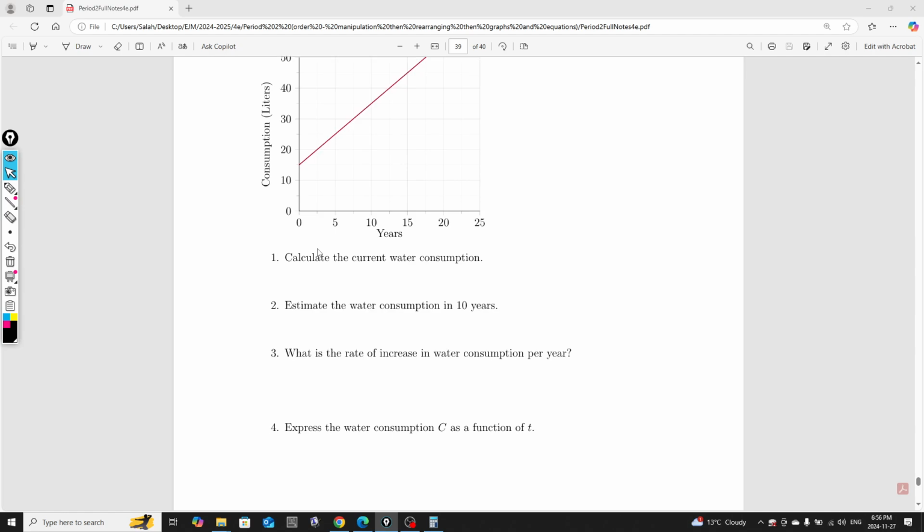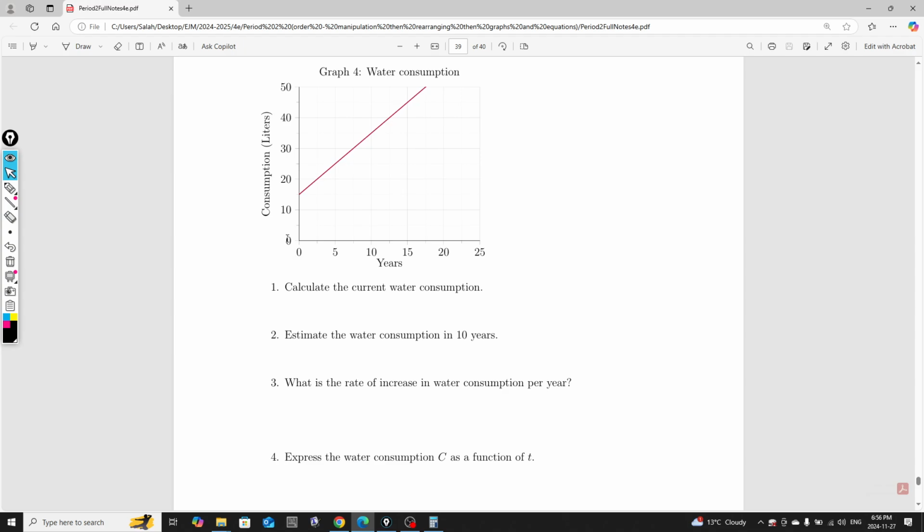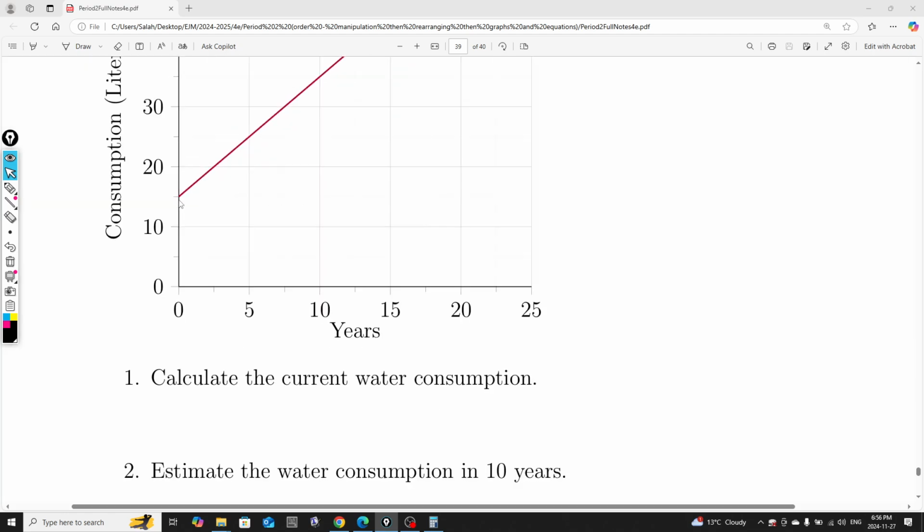Example 15. So here it looks like we've got something about water consumption. We've got liters and years. And it looks like as the number of years is increasing, the consumption in liters is apparently also increasing. Okay, that's fine. Calculate the current water consumption. So that means right now, well, maybe I'll just zoom in real quick, but it does look like it's at about the halfway mark. Yes, it looks like it's exactly halfway.